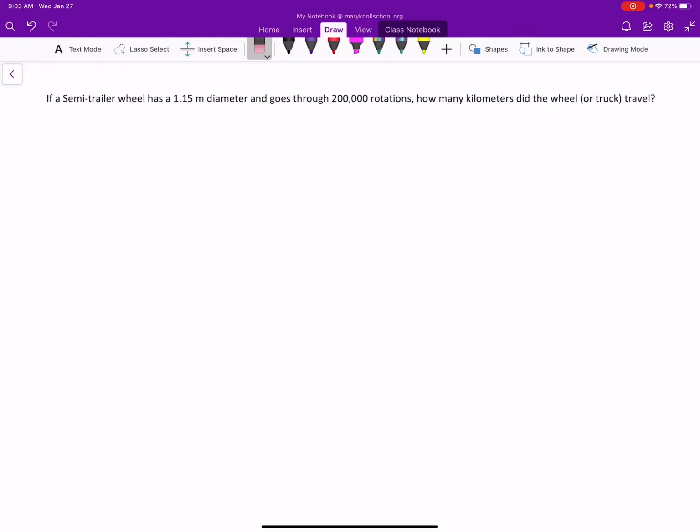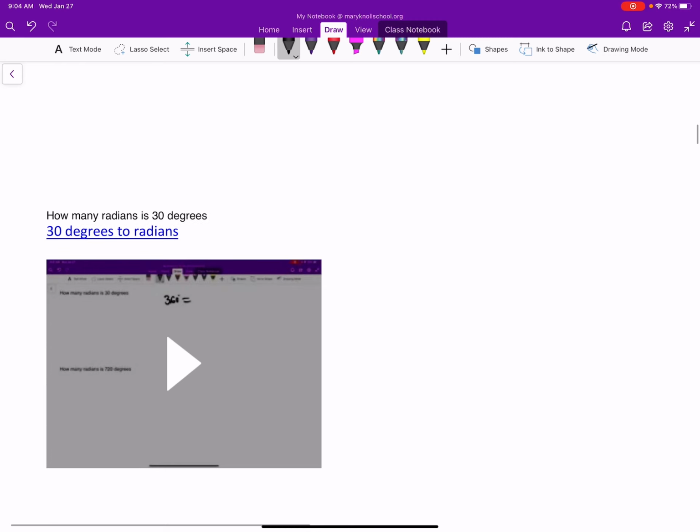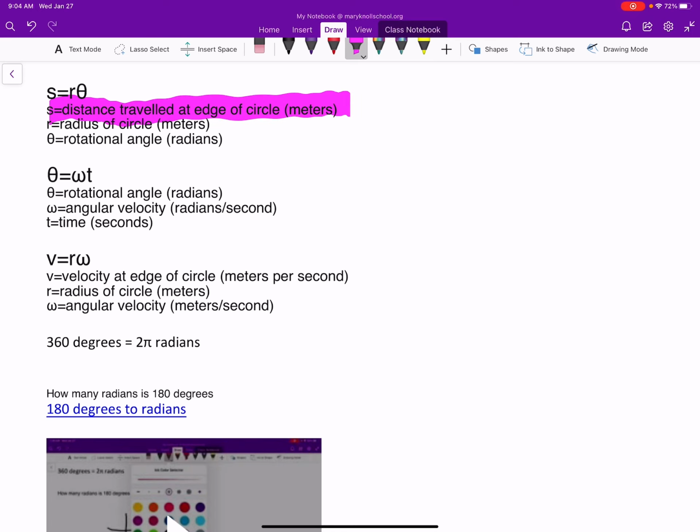Okay, if a semi-trailer wheel has this diameter and it goes through 200,000 rotations, how many kilometers did the wheel or truck travel? So let's look above and look up some equations that might give us how far a wheel traveled, or the truck traveled, based on these two things, rotations and diameter. Let's look at this. So this gives us distance at the edge of the circle.